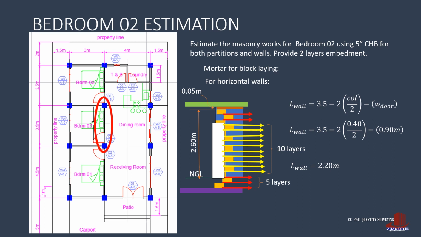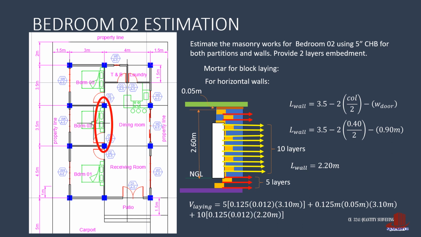The volume is then determined as 5 layers of 0.125 times 0.012 and 3.1 meters for the whole lengths. Then add the topmost layer with 2 inches thickness times 0.125 meter with 3.1, and then the shorter layers are included as 10 layers of 0.125 times 0.012 times 2.2 meters. The volume is then 0.075625 cubic meters.